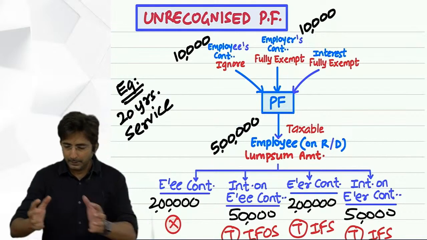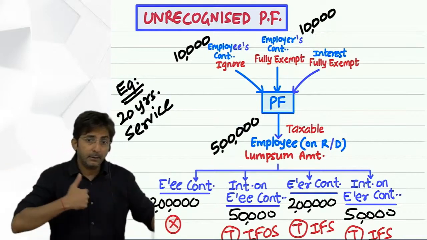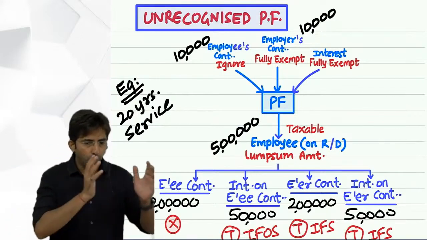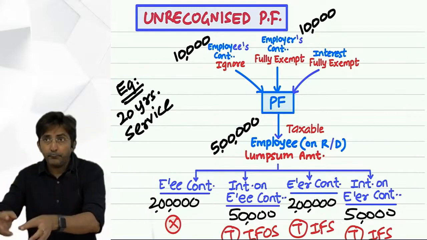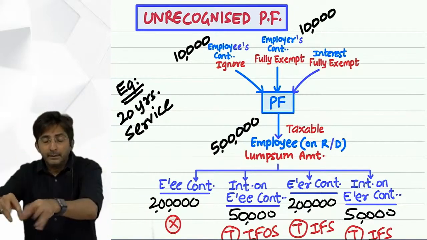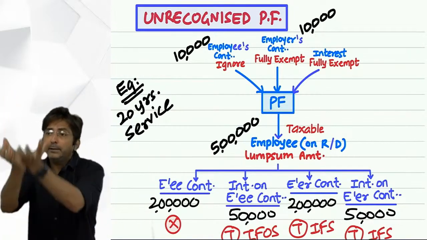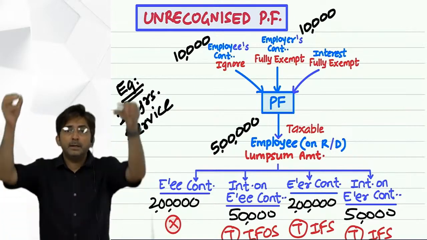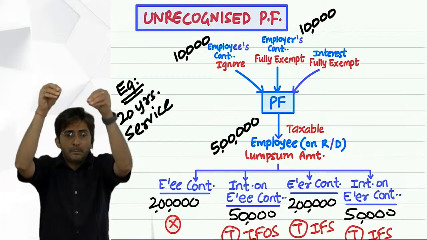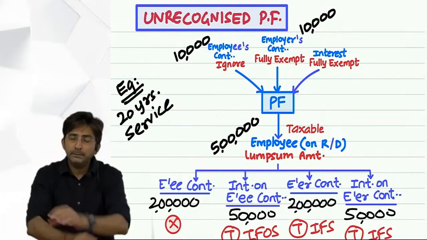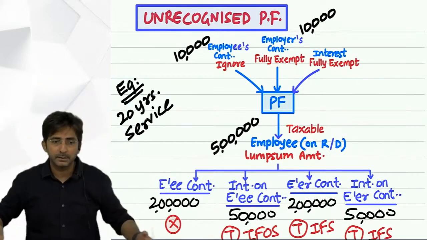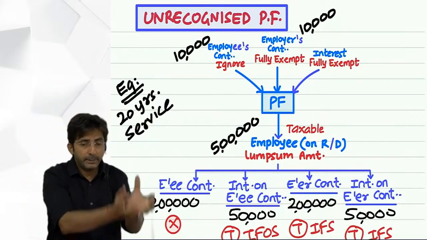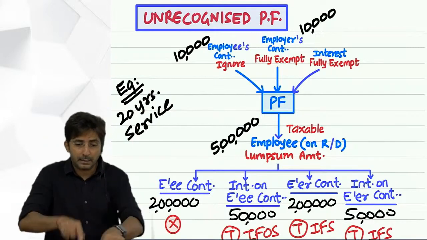Three provident funds, see the way I'm summarizing: SPF, RPF, UPF. In SPF, when money is accumulated, that time also exempt, and when you receive, that time also exempt. In RPF, when money is accumulated, partly exempt, partly taxable. But when you receive, it's fully exempt, provided 5 years service. In UPF, when money is accumulated, it's exempt, but when you receive, it is taxable.